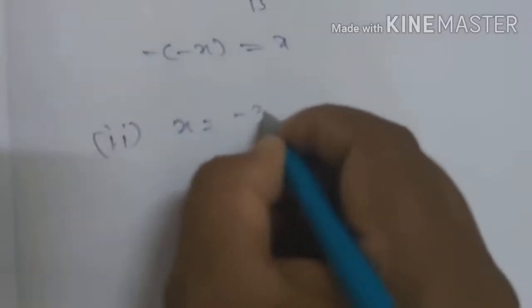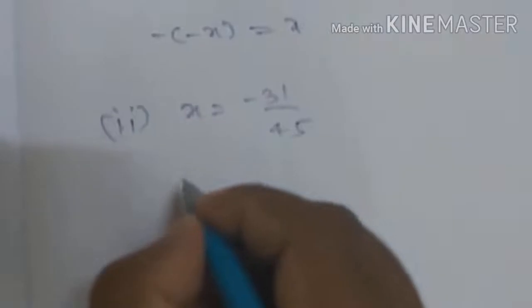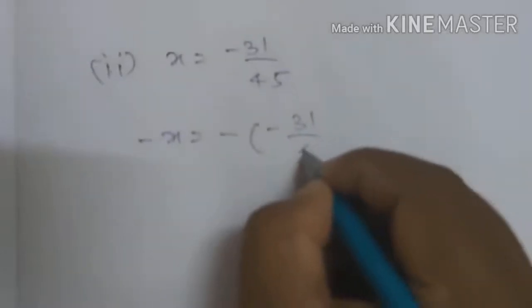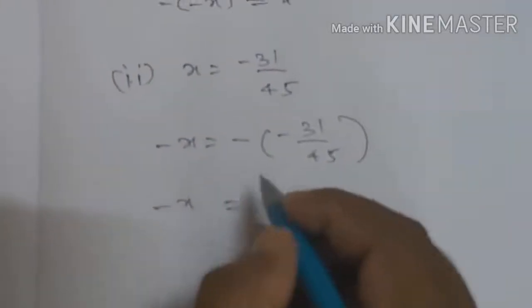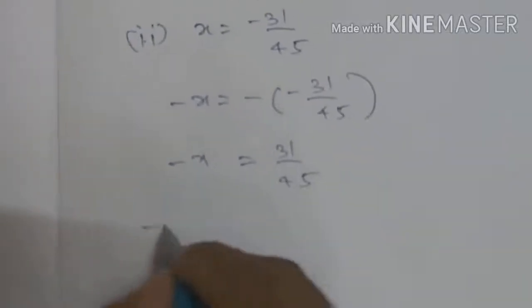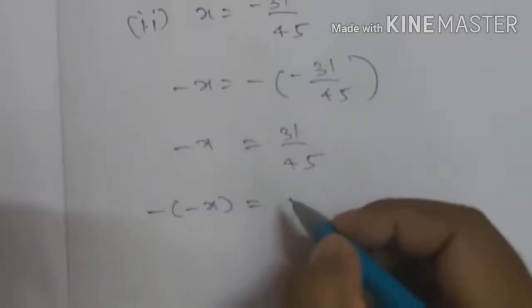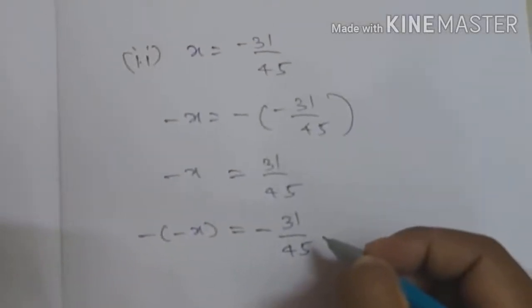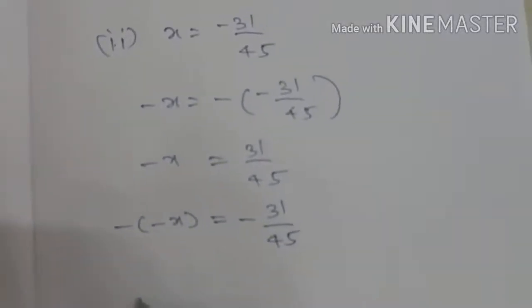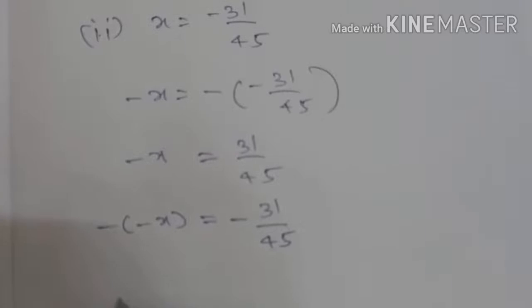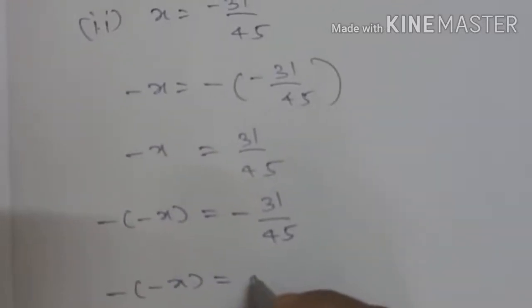31 by 45. Minus x equal minus of minus 31 by 45. So minus x equal minus into minus plus 31 by 45. Again put, add extra 1 minus, of minus x equal to again minus 31 by 45. So minus into minus plus x, so minus of minus x equal x.